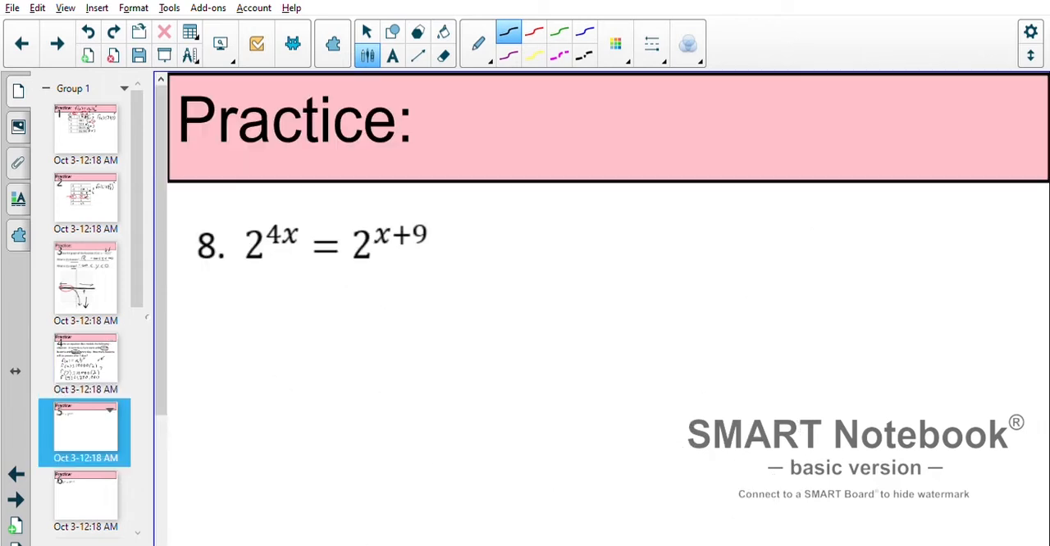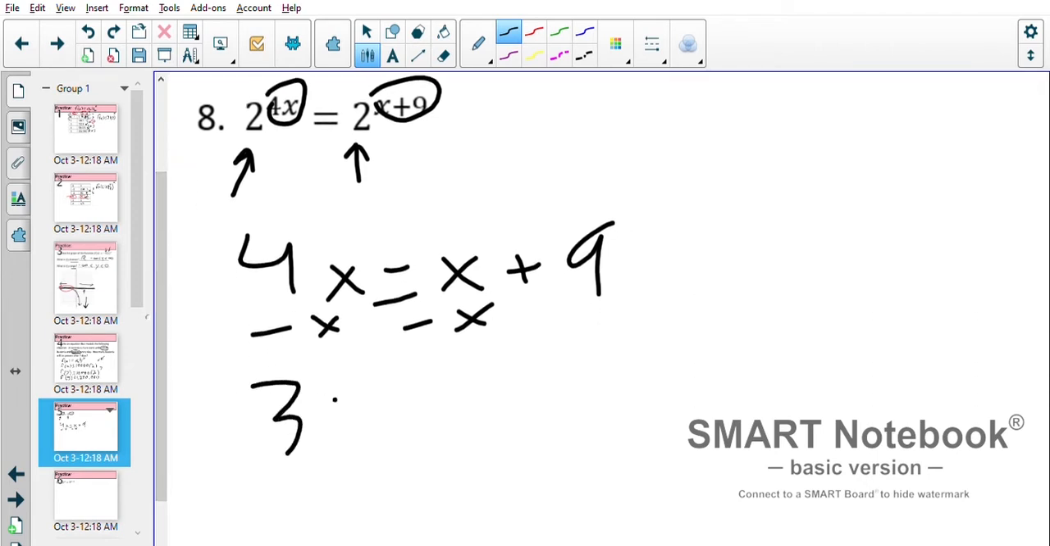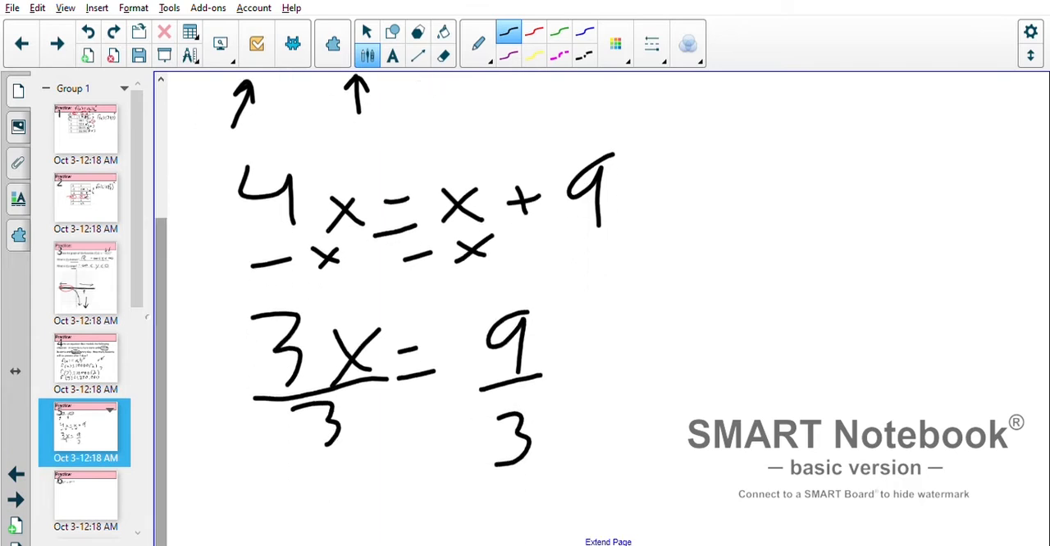We're going to solve this equation right here. They have the same base. When we have the same base, we know that our exponents must be equal to each other. So we get 4x equals x plus 9. Solving this, we're going to subtract x. That'll give us 3x equals 9. Finish that out by dividing by 3, and we get x equals 3.